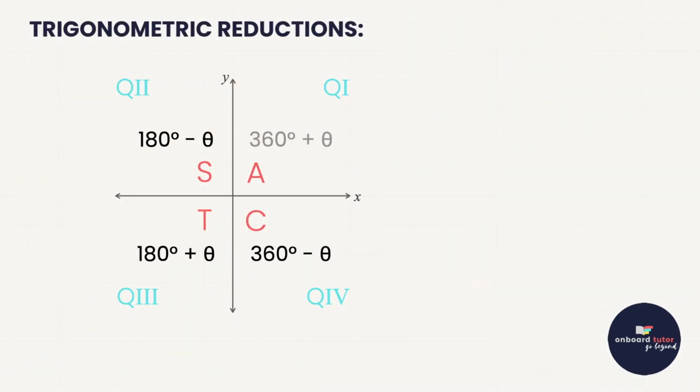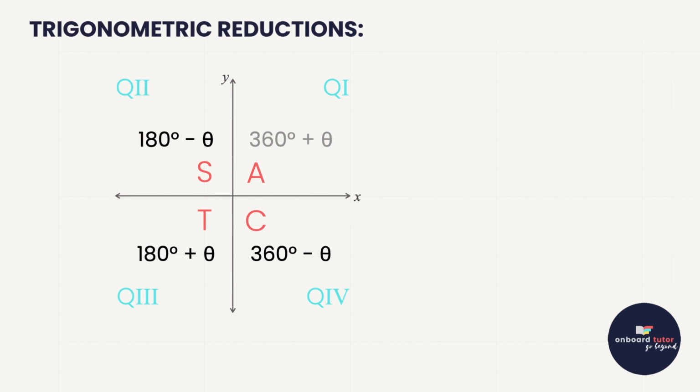In our last video, we were introduced to trigonometric reductions. So basically, we popped trigonometry onto the Cartesian plane here, and we saw that in each quadrant, some ratios are positive and some are negative. In quadrant 1, all are positive. In quadrant 2, only sine is positive. In quadrant 3, only tan. And in quadrant 4, only cos.